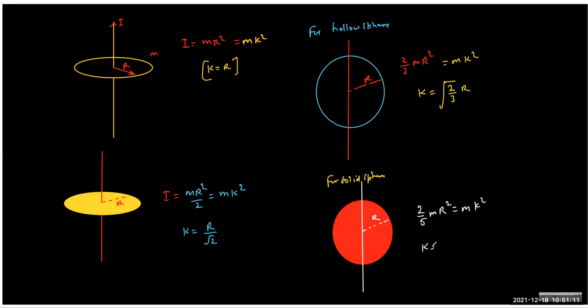So it is the equivalent distance, which you can replace as a point mass, which will offer you the same moment of inertia as the body was offering. So that is the idea of radius of gyration.